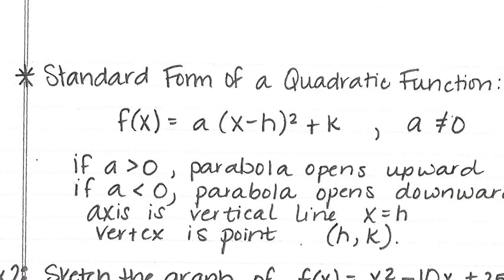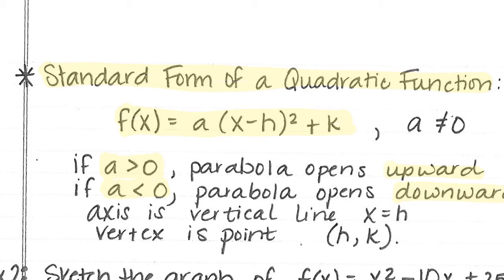Like I've said on my YouTube channel, I can't cover every little example that we go through in this lesson, but I do want to make sure I get to the standard form. The standard form of a quadratic function is very important, and this is a new form for us. F of x is equal to a times x minus h, quantity squared, plus k, where a cannot be 0. If a is greater than 0, the parabola opens upward. If a is less than 0, the parabola opens downward.